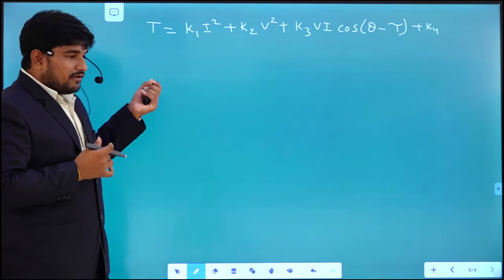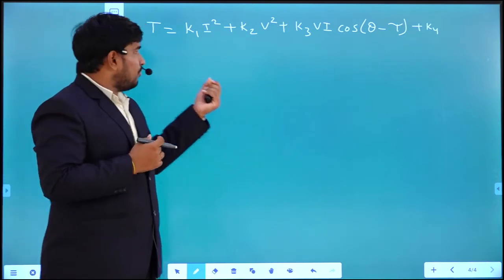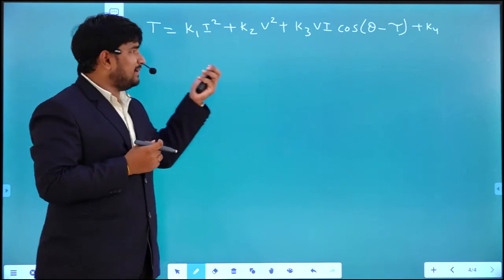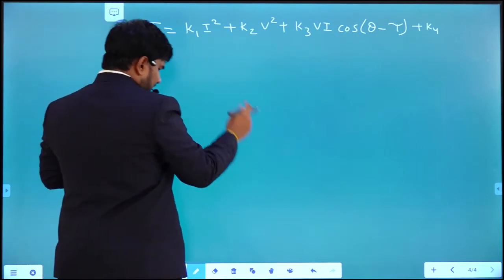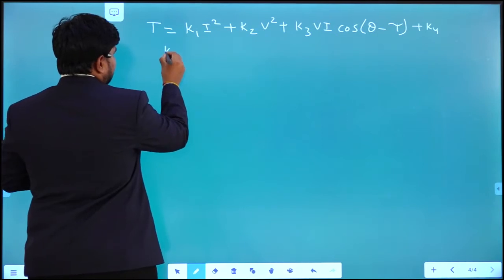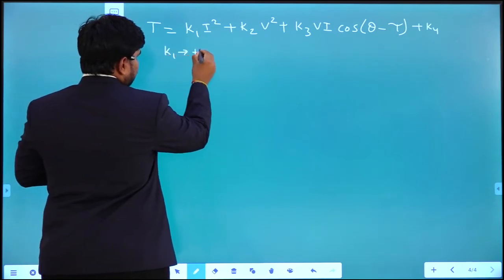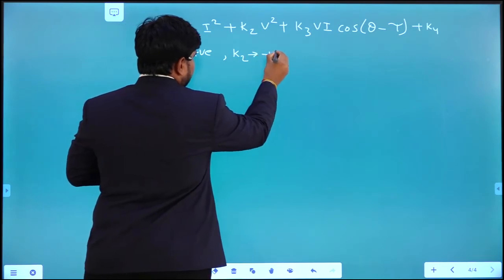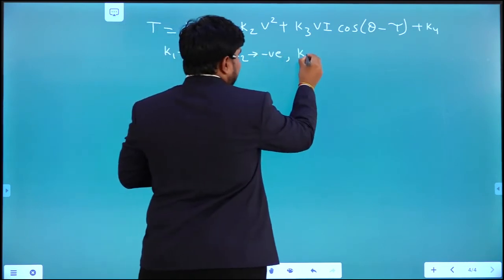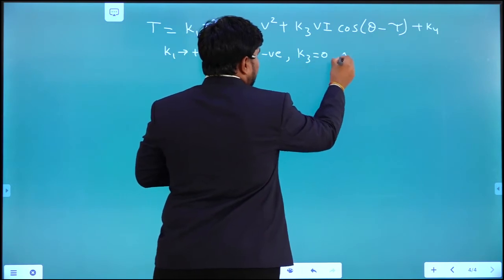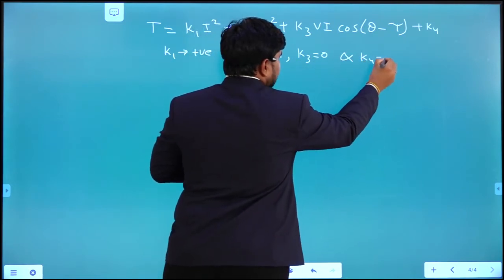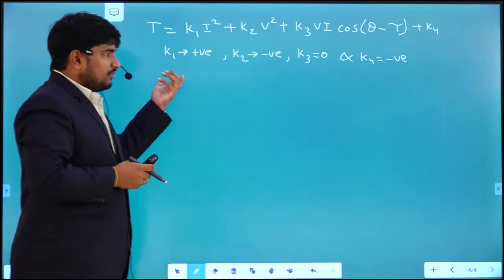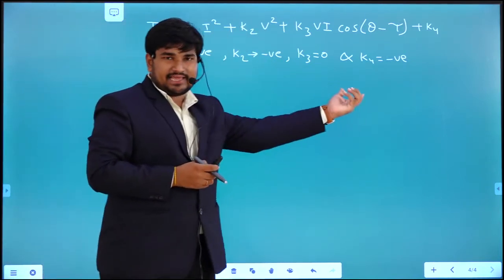Now for the impedance relay, we need to change some factors. That means we will take K1 as positive and K2 as negative, K3 is equal to 0 and K4 as negative. In the case of the impedance type, we change these constants like this.